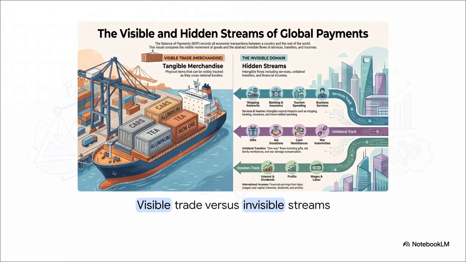Inside that current account we just mentioned, things get pretty interesting because trade actually separates into visible and invisible categories. Visible trade is exactly what it sounds like: tangible, physical merchandise. We're talking cars, aluminum, tea, iron ore, stuff you can actually put on a massive cargo ship. But there is a whole other world of invisible streams out there. These are intangible services like banking, tourism, financial incomes like dividends, and things called unilateral transfers. Basically, unilateral transfers are just one-way cash flows, like a gift or cash remittances sent home by families working overseas.